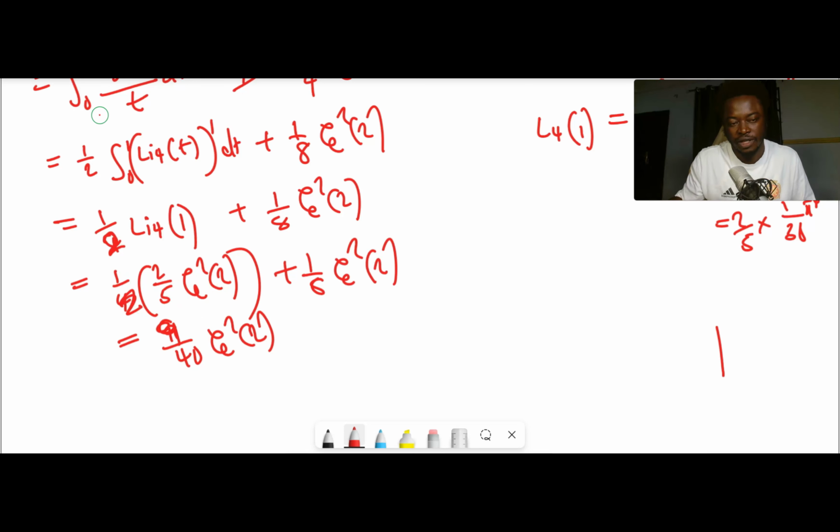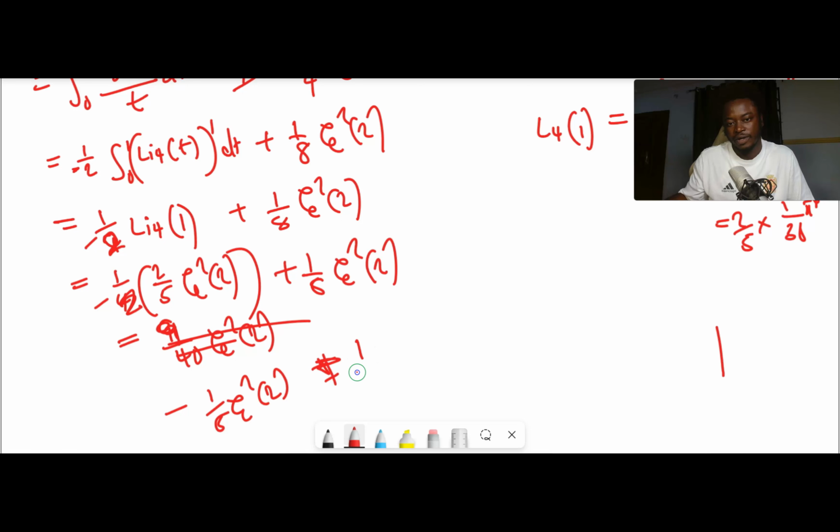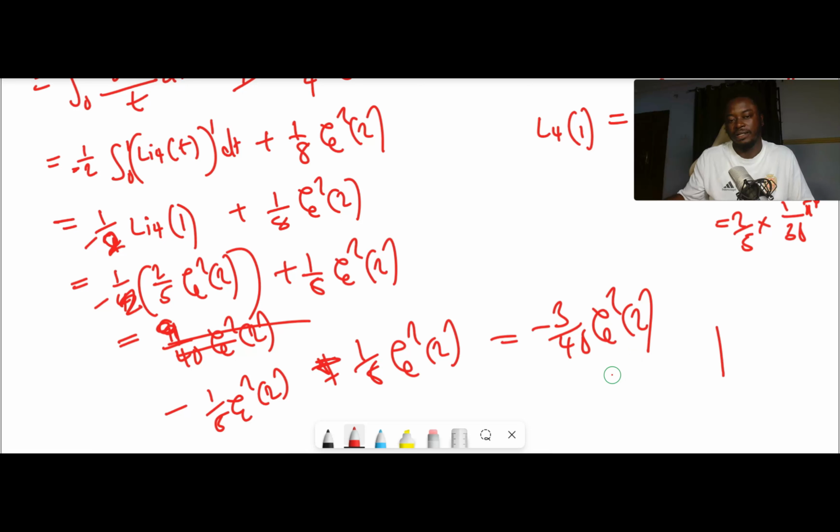and also because of the integration by parts step, we should have a negative here. So at the end of the day, we should have a negative 1 over 5 zeta squared of 2 plus 1 over 8 zeta squared of 2, which is negative 3 over 40 zeta squared of 2. So that is that. Now that corresponds to the correct answer.